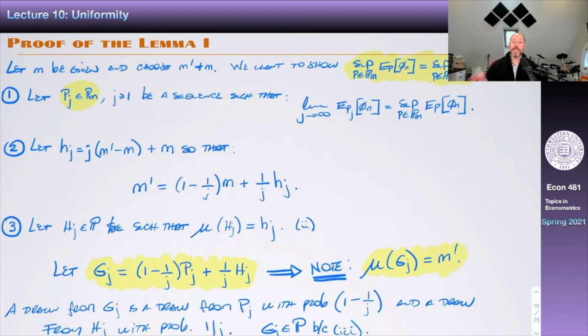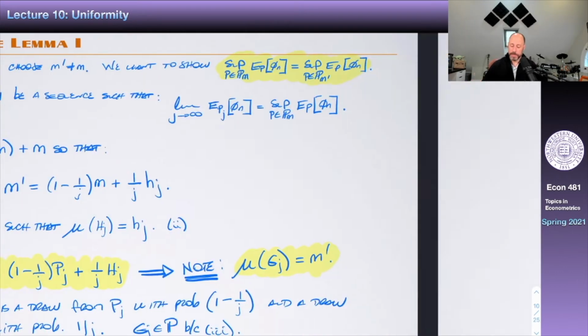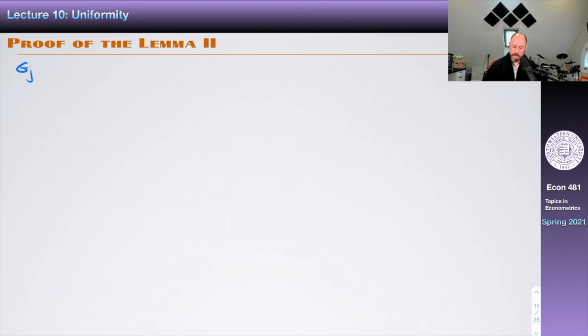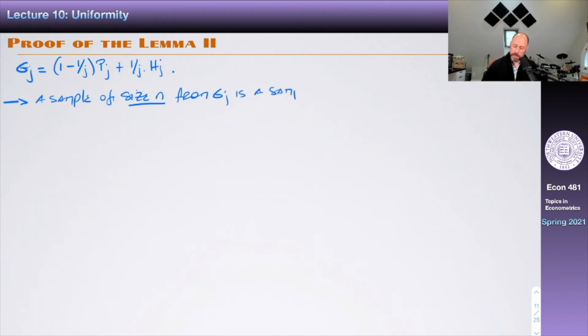Now, in the next slide, I'm going to use the exact same trick that we used in the example, okay? Let me just write here G_j so that you see it clearly. I'm going to say here, a sample of size n from G_j is a sample of size n from P_j with probability (1 minus 1 over j) to the power n.